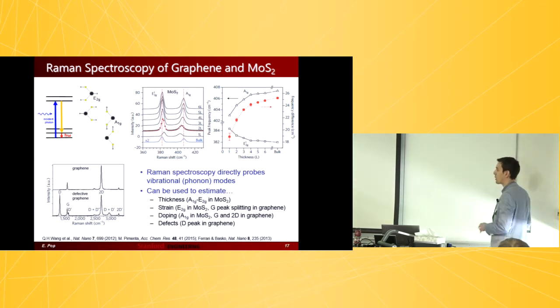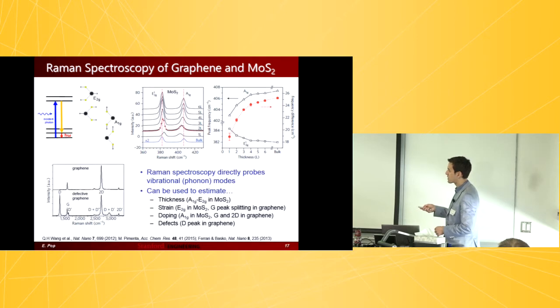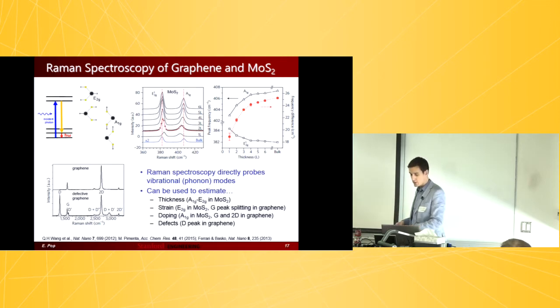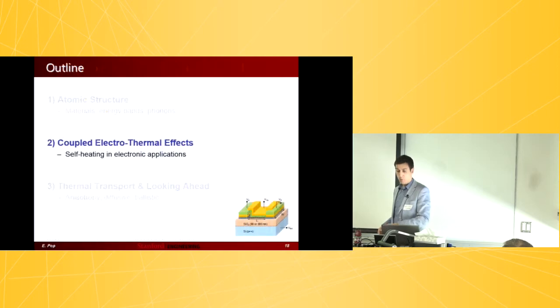And then defects, of course: the very, very famous D peak in graphene appears only when you have essentially defects. And unfortunately for us, there isn't, to my knowledge, an equivalent mode in MoS2. So it's not as easy to map out your defects by Raman in MoS2. Photoluminescence, perhaps, but not Raman.